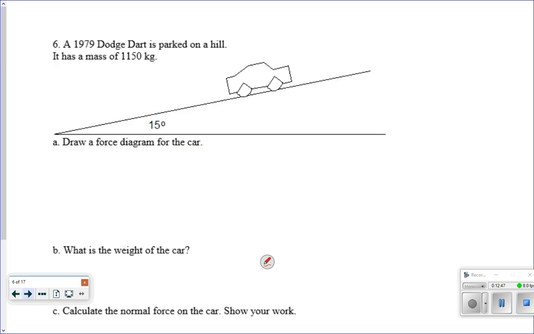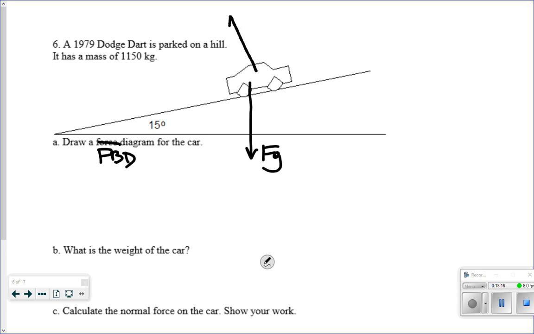Now it's time to start looking at forces. Alrighty, a Dodge Dart parked on a hill, and we're given the mass. Draw a force diagram for the car. Technically, I want to call this a free body diagram, and I'm going to do it right on the car because that's not very straight. Went a little sideways there. Sorry about that. All right, we want to go straight down for gravity, or FG.